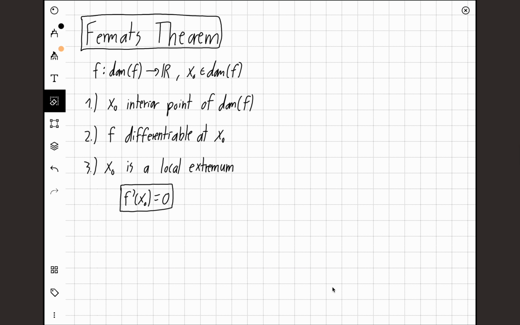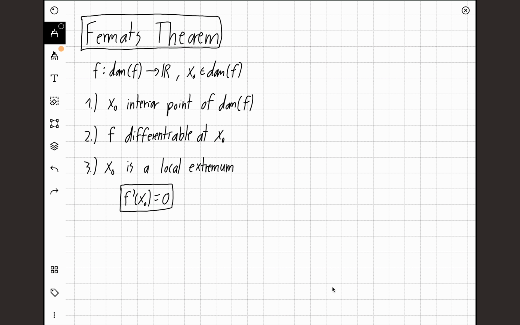We'll be talking about Fermat's theorem, which is a classic theorem in real analysis. It basically says that if a function satisfies all of these three properties, then we know that the derivative of this function at the point x0 equals 0. Obviously this makes sense, but of course we have to prove it.